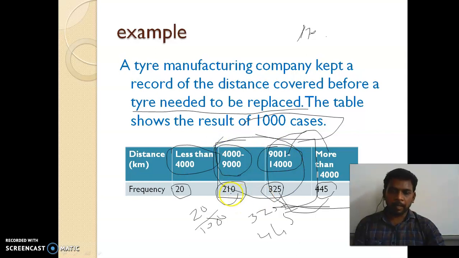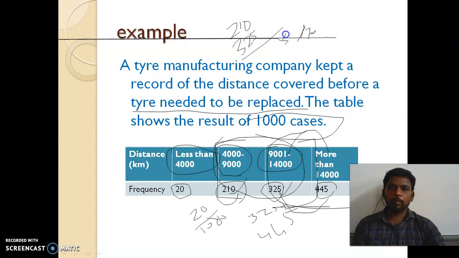The frequency of this one is 210, and the frequency of this one is 325. So we have to add these two. When we add, 210 plus 325 gives 535. So 535 divided by 1000, that is the answer.